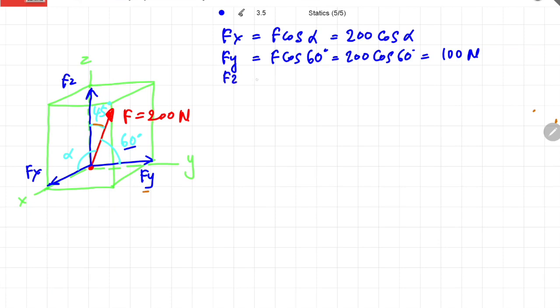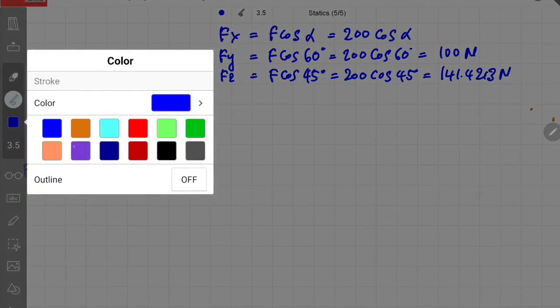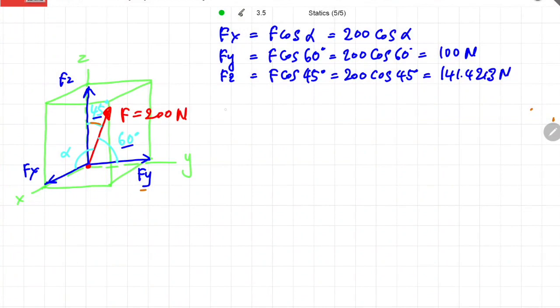Accordingly, you can calculate the magnitude of vector f along the z direction using the relationship f cos gamma. And the gamma in this case is 45 degrees. So our f is known, which is 200 Newton, cos 45 degrees. Use your calculator and you will get a value of 141.4213 Newton. Okay, the next step is we can use the formula of f magnitude to calculate our alpha angle, which is the only thing that is unknown.